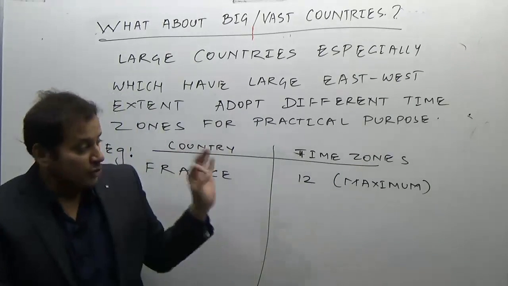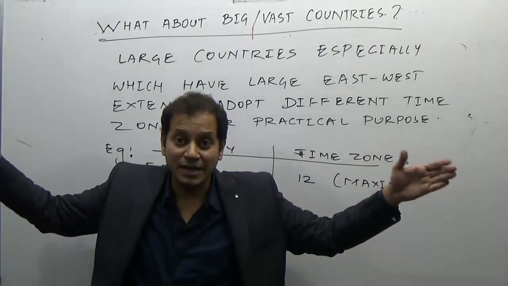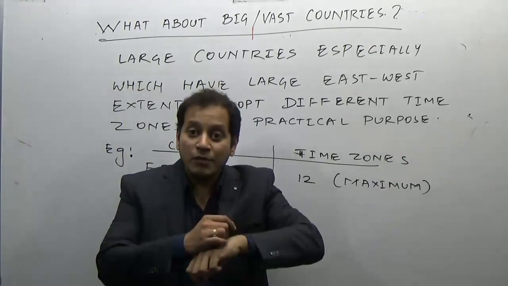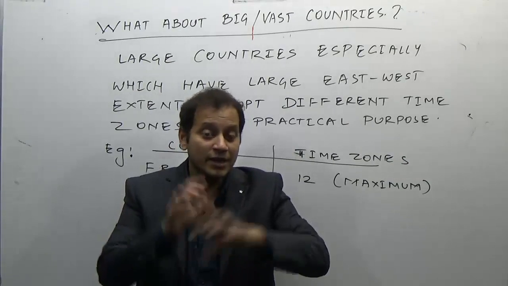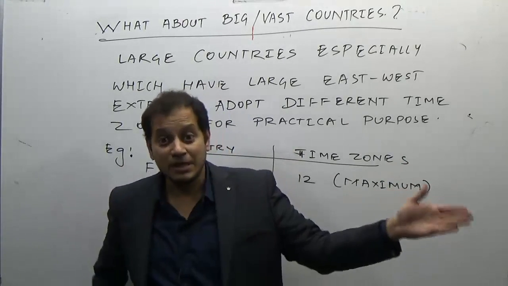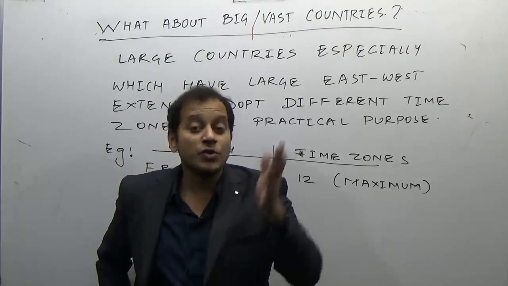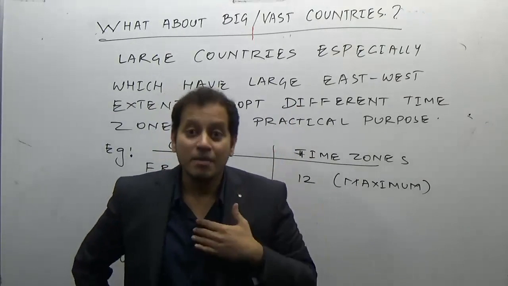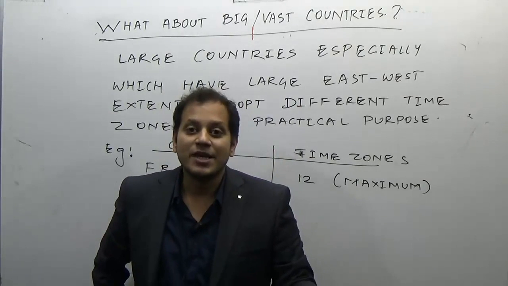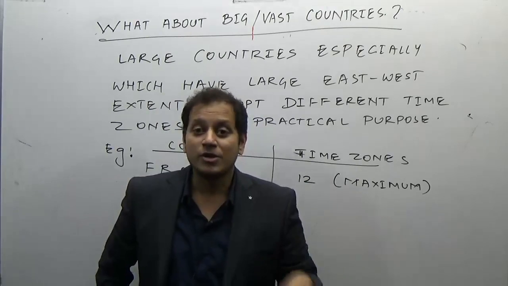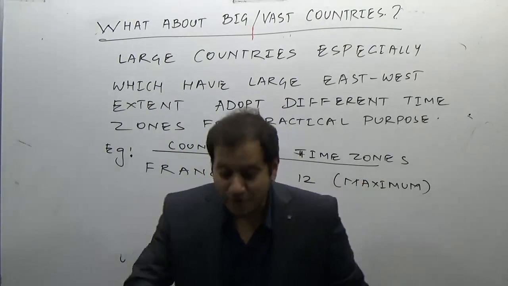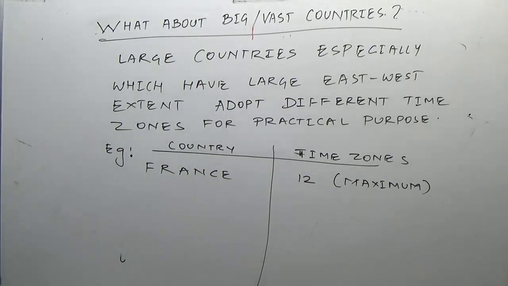So what do you mean by time zones? If you are traveling in a vast country like Russia, from the eastern coast to the western coast, you will have to adjust your watch accordingly, because you are crossing numerous longitudes. If you are crossing 12 zones, for example in Russia, you will have to adjust your watch accordingly, because it is for practical purposes. Even India requires such a time zone, but we do not follow it because ours is a somewhat smaller country, but the northeastern part of India suffers. So France has the maximum number of time zones, that is 12.